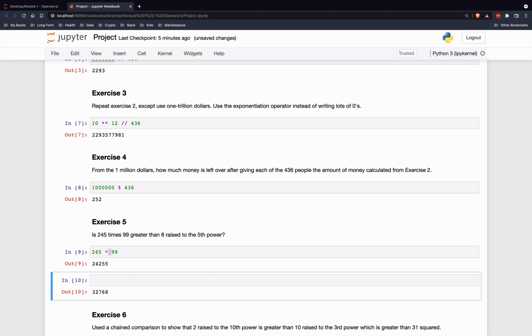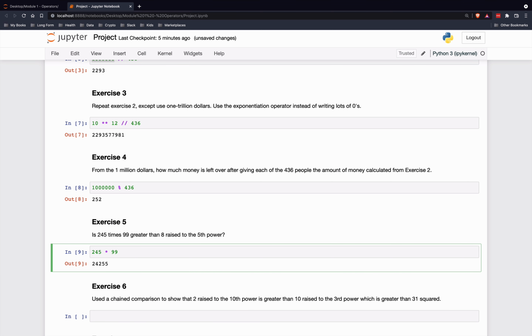So I'm just going to delete this cell, and what I'm going to say is we can just test this using Python. So we'll just use this greater than operator. You don't have to write them in separate cells and then use your eyes to test. You can actually let Python do the comparison. So we have 245 times 99 is greater than 8 to the 5th power. Is it greater than? Well, no, it is false. So remember the order of operations: multiplication and exponentiation happen before the comparison operators.